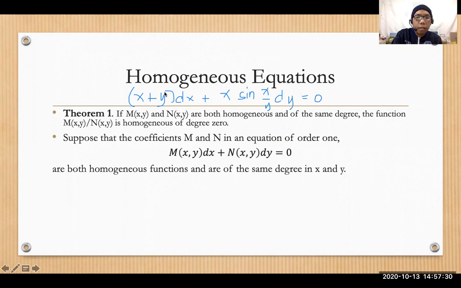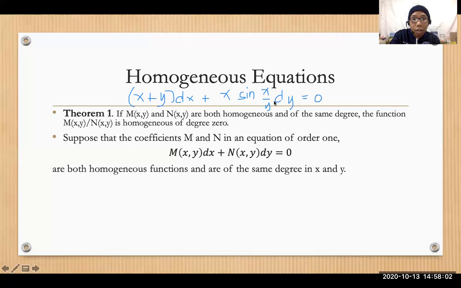Okay. So let's see, when we say it is a homogeneous equation, the coefficients are homogeneous and of the same degree. So here you have x plus y. X plus y is a homogeneous function of degree 1, right? So degree 1, degree 1. For us to say that this is a homogeneous equation, this term should also be a homogeneous function of degree 1. So the question is, is this a homogeneous function? If we apply lambda, can we factor out lambda?